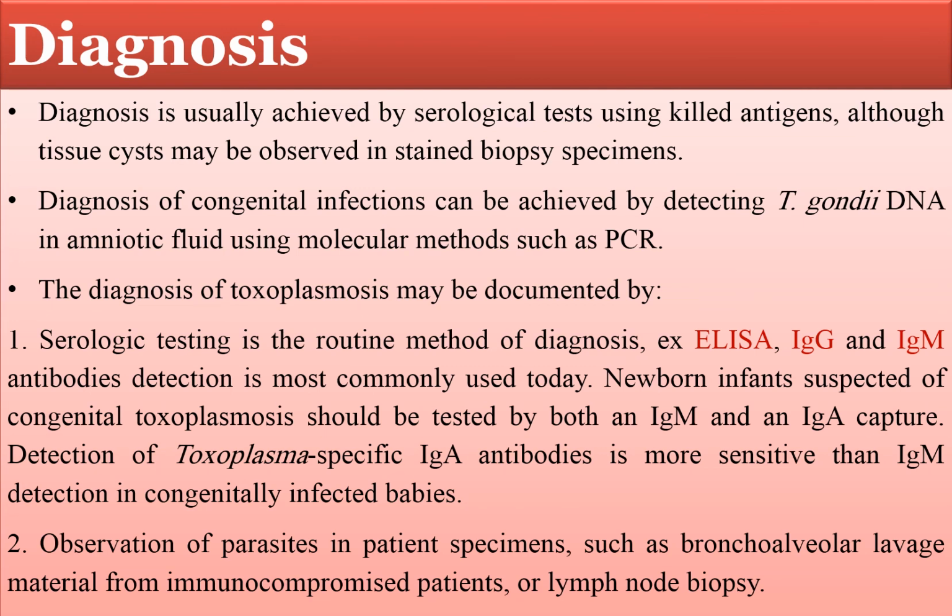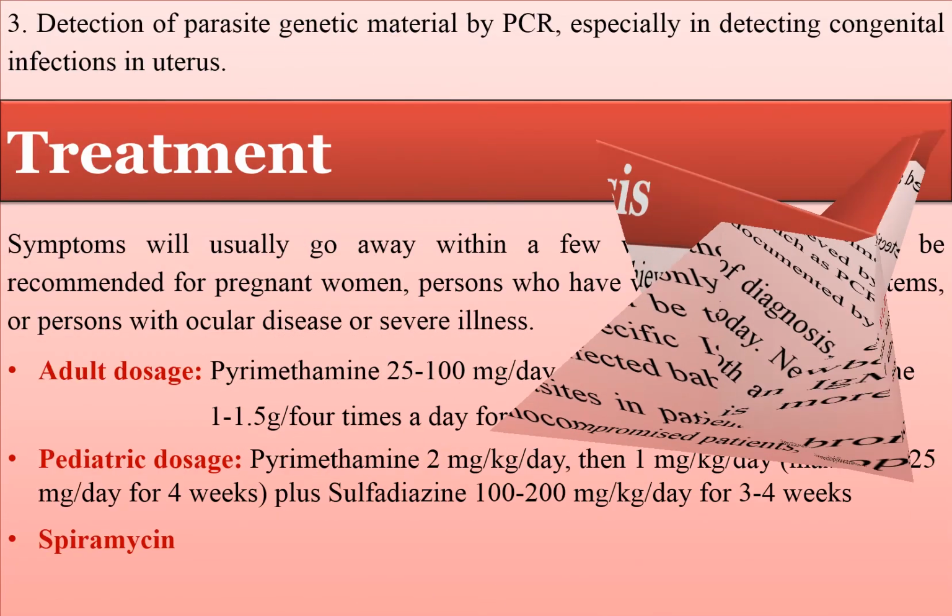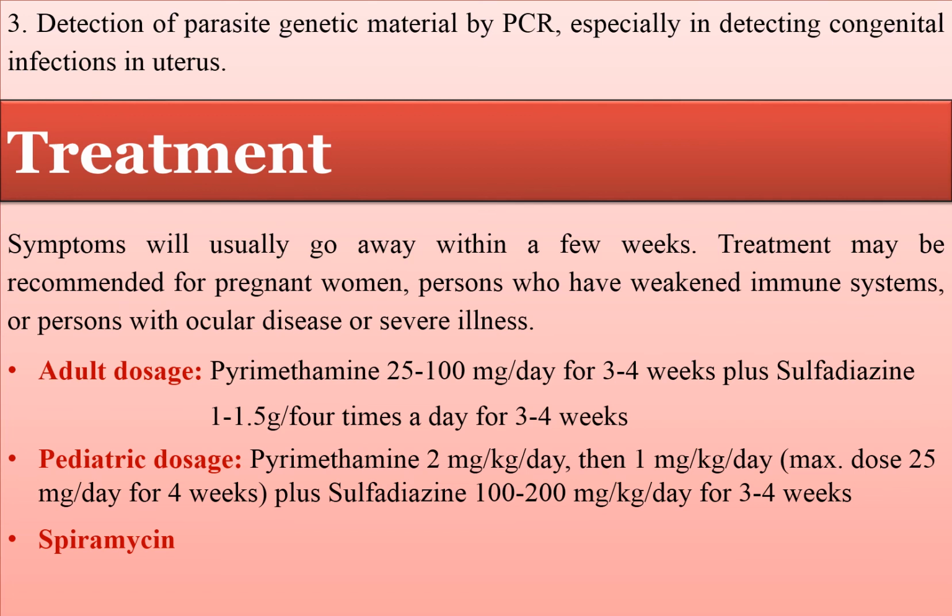Newborn infants suspected of congenital toxoplasmosis should be tested by both an IgM and an IgA capture. Detection of Toxoplasma-specific IgA antibodies is more sensitive than IgM detection in congenitally infected babies. 2. Observation of parasites in patient specimens, such as bronchoalveolar lavage, material from immunocompromised patients, or lymph node biopsy. 3. Detection of parasite genetic material by PCR, especially in detecting congenital infections in utero.